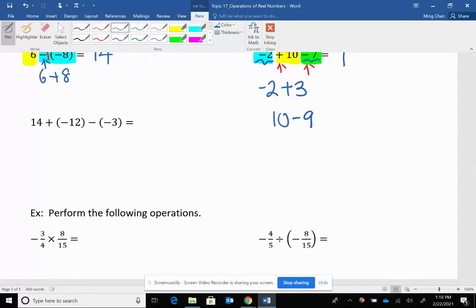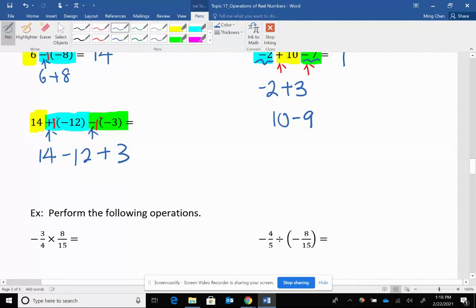Okay. So 14 plus -12 minus. So my first term is 14, +14. My second term is +1 times -12. And my last term is really -1 times -3. So my first line after this is just go ahead and write down one sign for one term. 14 still positive. +1 times -12 is -12. -1 times -3 is +3.